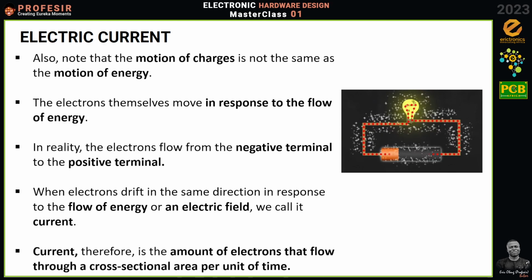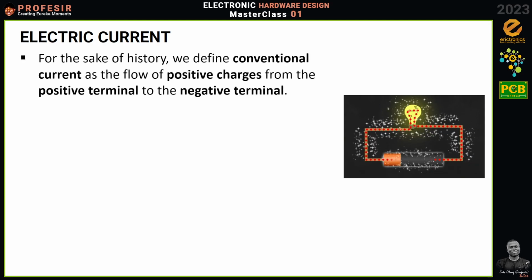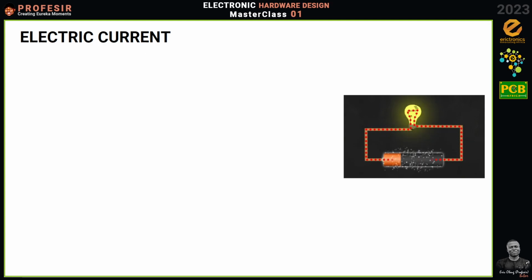Current therefore is the amount of electrons that flow through a cross-sectional area of a material per unit of time. Now I've defined voltage and I've defined current. So you know what voltage is and you know what current is. The voltage is the energy. The current is the response to the flow of this energy. All right, I think I will take questions at this point.